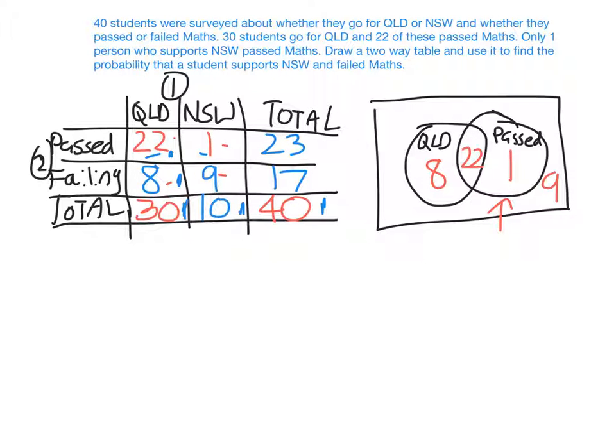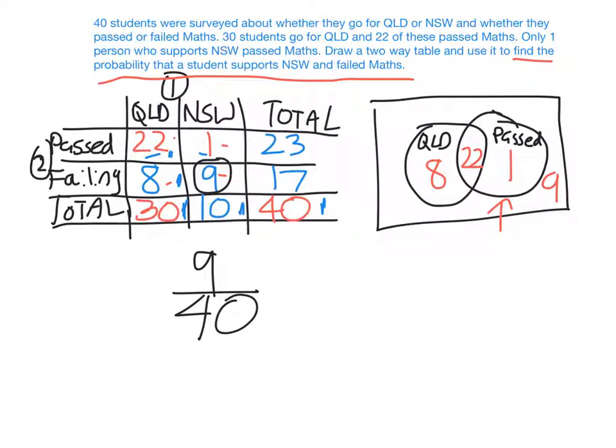The question was, find the probability that a student supports New South Wales and failed maths. Now we've got the two-way table, that's easy. There are 9 students who support New South Wales and failed maths out of 40 in total. So that is the required probability. We can answer a lot more questions about this as well. We can use the two-way table to answer more probability questions, but I think you get the idea now. So two-way tables, just like Venn diagrams, help us organise information to solve probability problems.